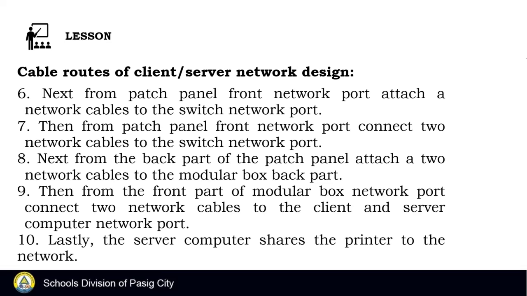Number 8, next from the back part of the patch panel, attach two network cables to the modular box back part. Number 9, then from the front part of the modular box network port, connect two network cables to the client and server computer network port. Number 10, lastly, the server computer shares the printer to the network.